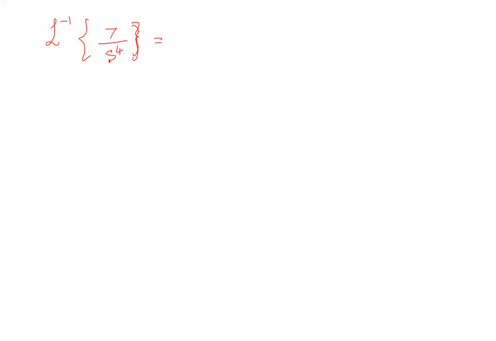The thing is, you want to create n factorial over s to the n plus 1. Since you have s to the fourth, what factorial do you need? You need 3 factorial. So you have to rewrite this as 7 over 6 times 6 over s to the fourth. I multiply and divide by 6. I want to create this 6 over s to the fourth because it follows the pattern n factorial over s to the n plus 1. So now I know that this thing comes from t to the third. So the answer is 7 over 6 t to the third.